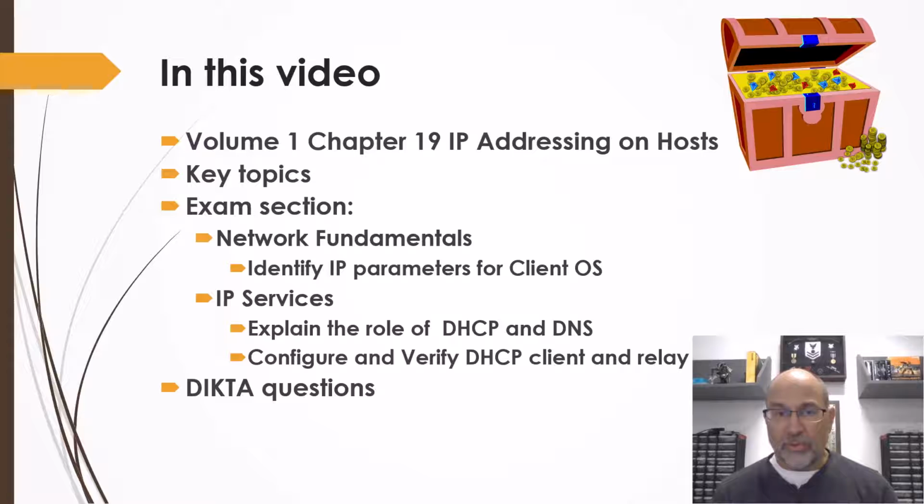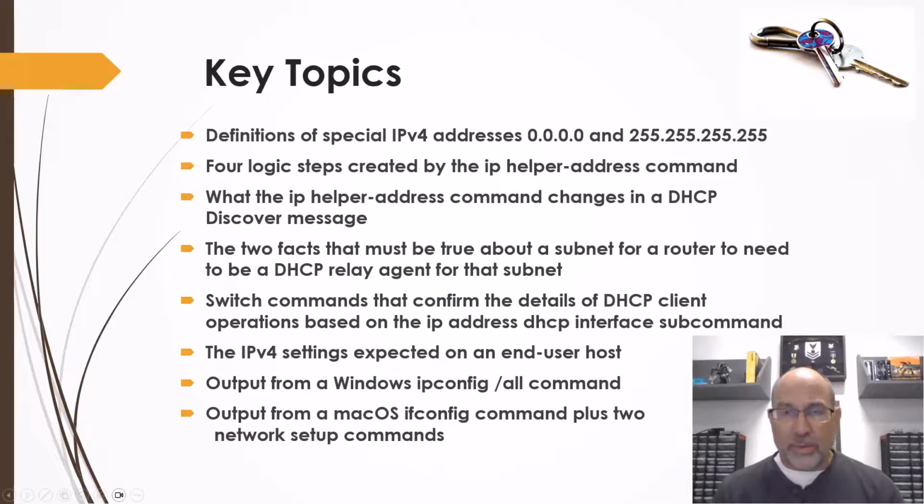So our key topics for this one: network fundamentals, identify IP parameters for the client OS, and then IP services, explain the role of DHCP and DNS. So we'll talk a little bit about that, and configure and verify DHCP client and relay. And then we'll finish up with the "Do I know this already?" questions. So as I was saying, these key topics are very similar to the previous chapter, right?